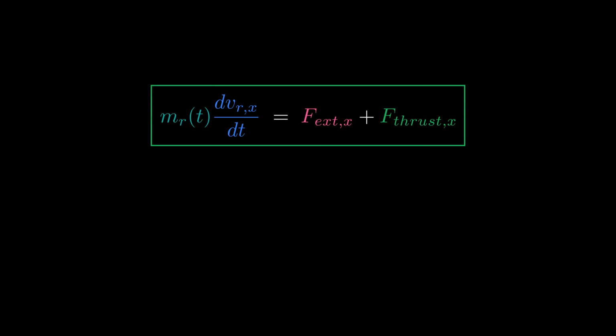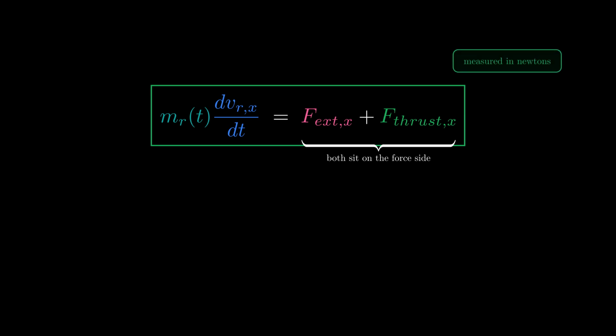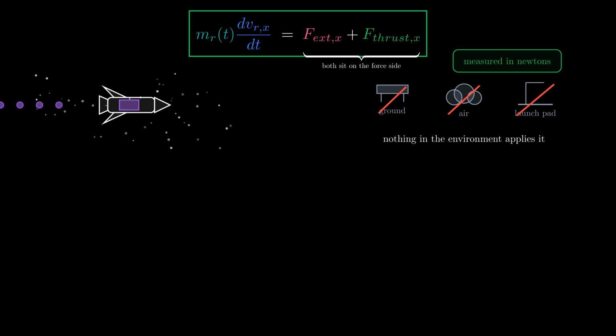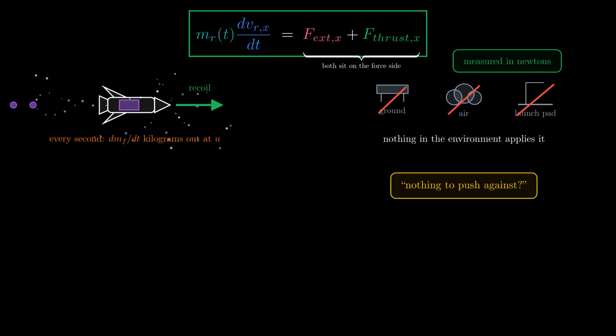Step back and say what the thrust is. It sits in the equation like a force, and it is measured in newtons like a force, but nothing in the environment applies it. No ground, no air, no launch pad. It is recoil, Newton's third law running continuously. Every second, the rocket hurls a little mass backward at speed u, and the reaction to each hurl pushes the rocket forward. That settles the old riddle of how a rocket accelerates in empty space with nothing to push against. It carries the thing it pushes against, its own fuel.